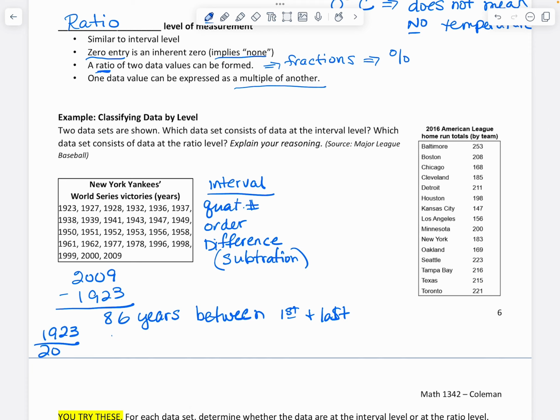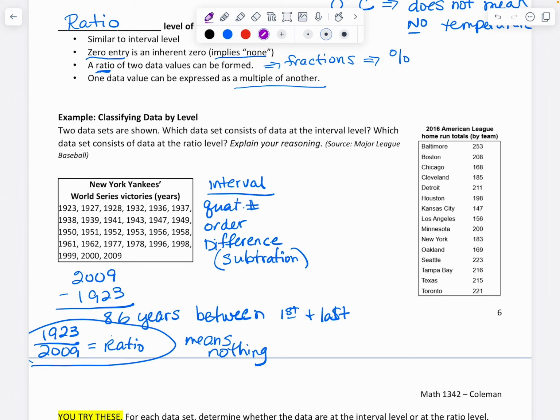Right? But if I look at 1923 divided by 2009, that doesn't do anything. This is your ratio part of it. And in this case, that ratio means nothing. This doesn't mean anything. So there's not a whole lot you can do with that. It's just a date divided by a date. There's nothing there that you can do anything with.